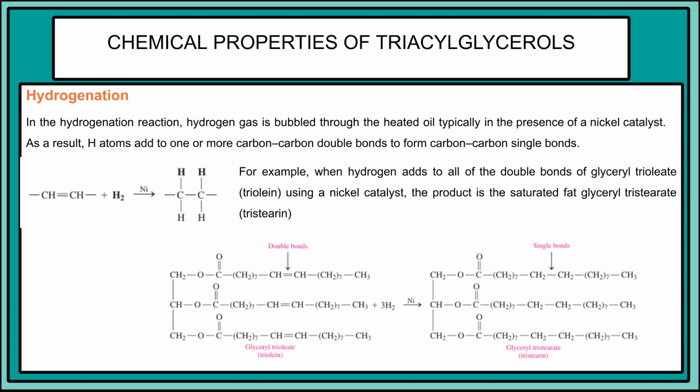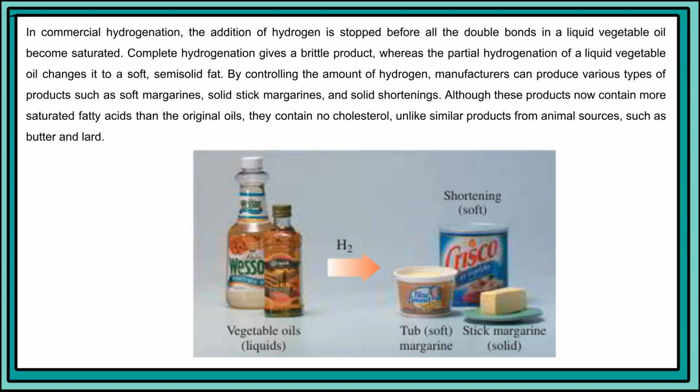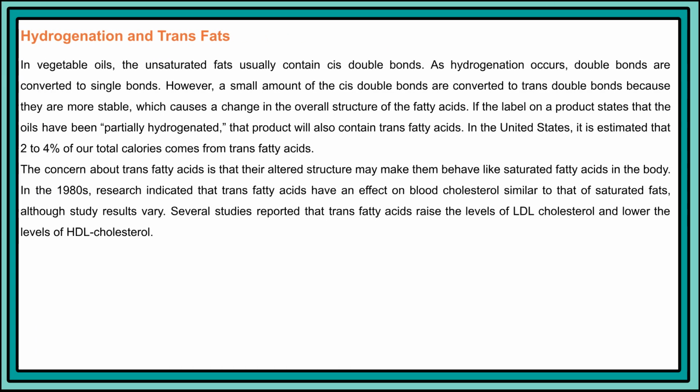Moving to chemical properties, hydrogenation is a process where hydrogen gas is added to the carbon-carbon double bonds of an oil in the presence of a nickel catalyst, converting them into single bonds. In commercial production, partial hydrogenation is used to transform liquid vegetable oils into semi-solid fats like margarine and shortening. These products lack cholesterol, unlike butter or lard.